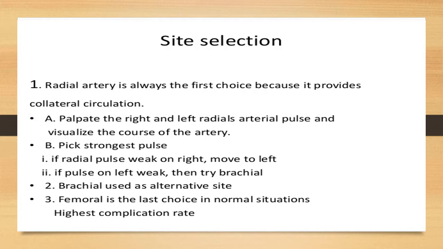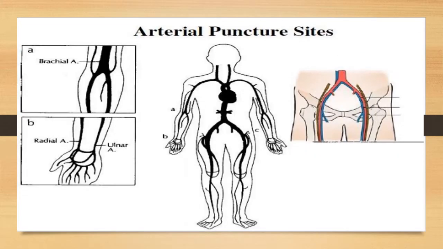Femoral is the last choice in normal situations, highest complication rate. So if you are going through femoral, it may cause a higher complication rate than the radial and brachial. So here you can see the arterial puncture sites: the brachial artery, radial, ulnar, and the femoral.